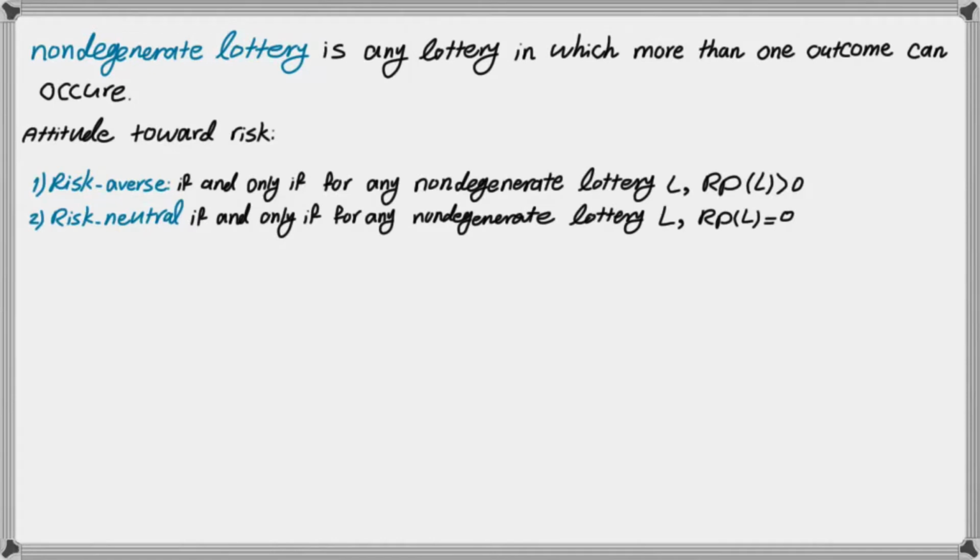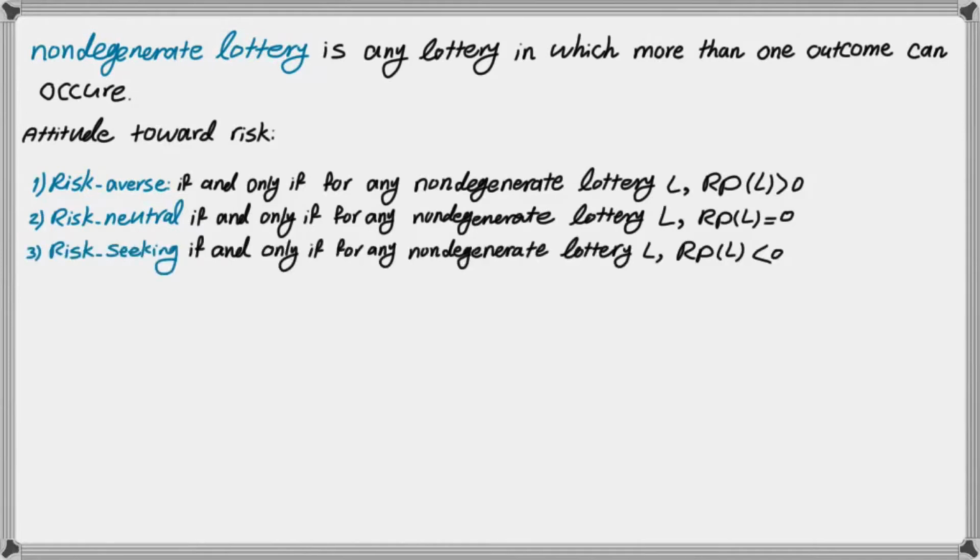Risk neutral is a person for whom, for any non-degenerate lottery, the risk premium is exactly equal to 0. It means that the expected value is equal to the certain equivalent, so the person is risk neutral. A risk-taking person is one for whom, for any non-degenerate lottery, the risk premium is negative. So if your risk premium is negative, you're risk-seeking. If it's positive, you're risk-averse. And if the risk premium is 0, you're risk-neutral.